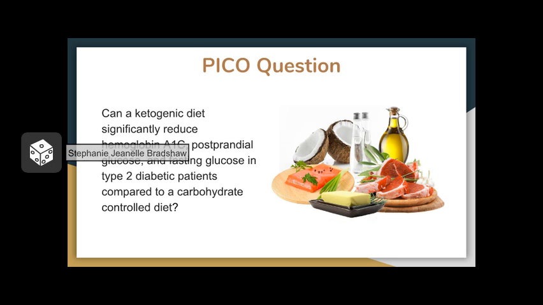Our PICO question is, can a ketogenic diet significantly reduce hemoglobin A1C, postprandial glucose, and fasting glucose in type 2 diabetic patients compared to a carbohydrate-controlled diet?